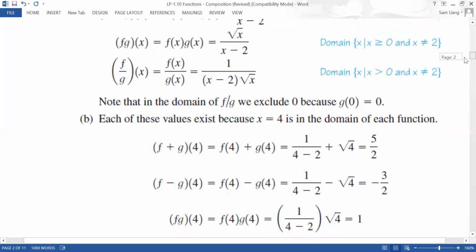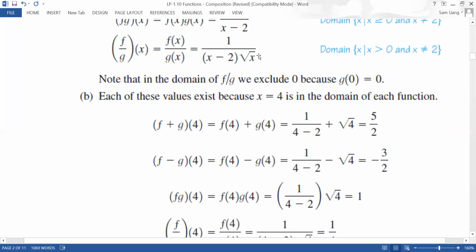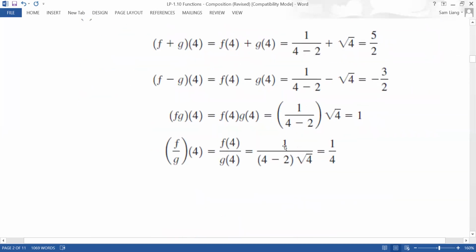And then f divided by g of 4, you have 1 over 4 minus 2 times the square root of 4. We just use that function that we just found right here. So just plug in 4 into that function. So we'll get 1 divided by 2. 4 minus 2 is 2, and then 2 times square root of 4 is 2. So we'll have 4 in the denominator. So the final answer is 1/4. So 1/4 and 5 over 2 is your answer for part B.